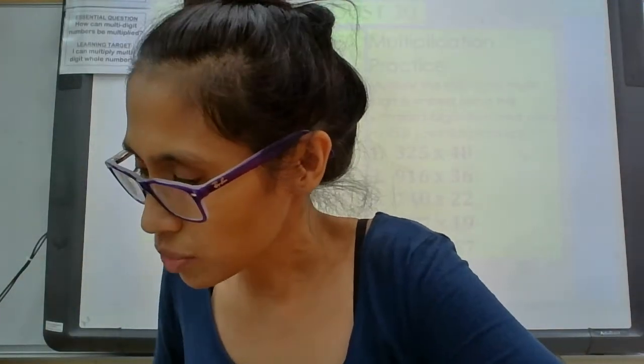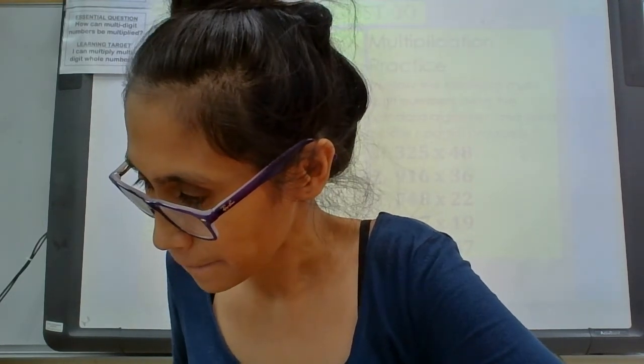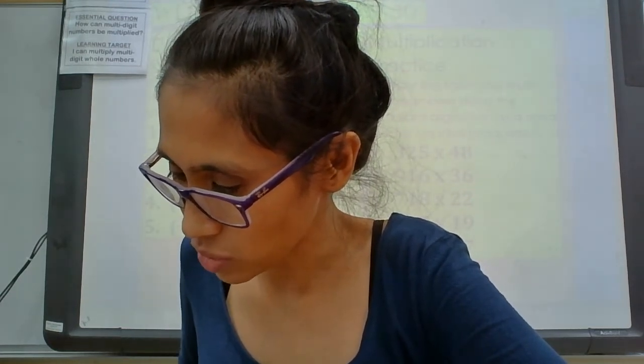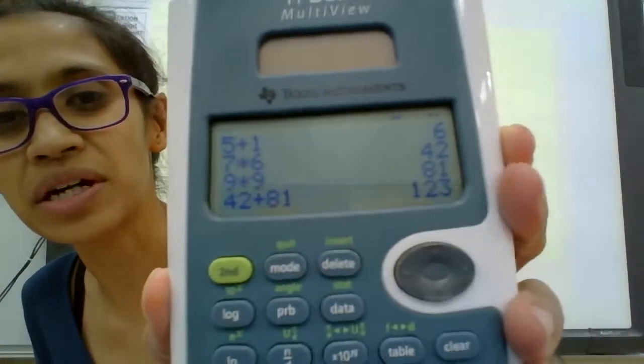Oh, I did forget to check that other one. Go back and check that other one. We did 5 plus 1 is 6. And then 7 times 6 equals 42. 9 times 9 equals 81. 42 plus 81 equals 123. Oh, look, I can show you all my work right there. Bam.